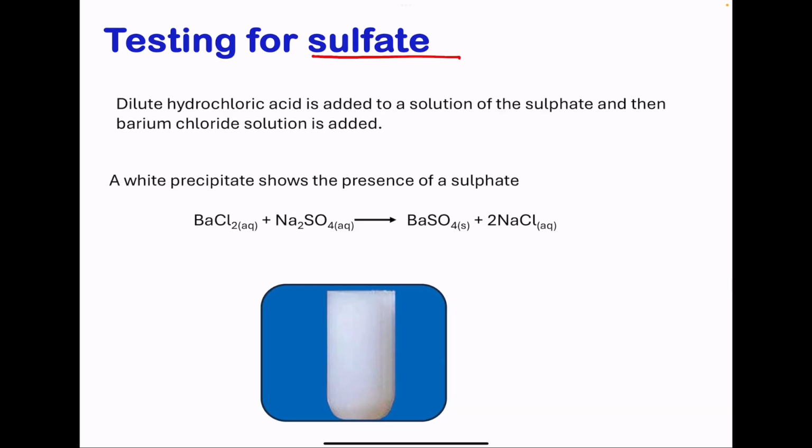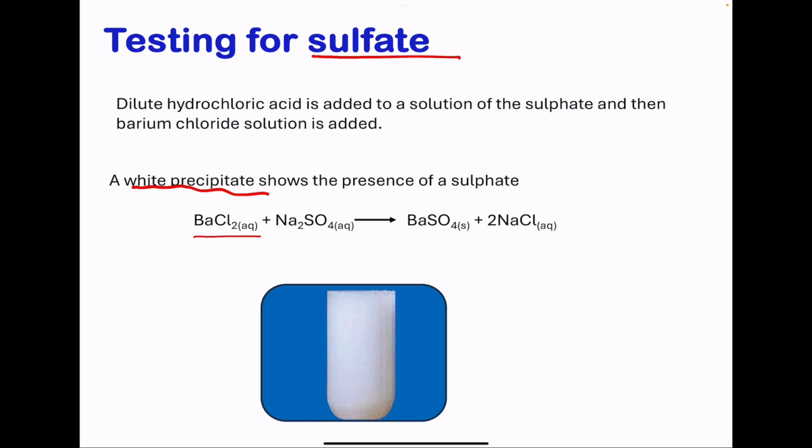To test for sulphate, we use dilute hydrochloric acid followed by barium chloride, or we can use dilute nitric acid followed by barium nitrate. The reason for this is because all nitrates are soluble and also most chlorides are soluble. So when we use dilute hydrochloric acid followed by barium chloride, a white precipitate is going to be formed, and this is going to confirm presence of a sulphate.